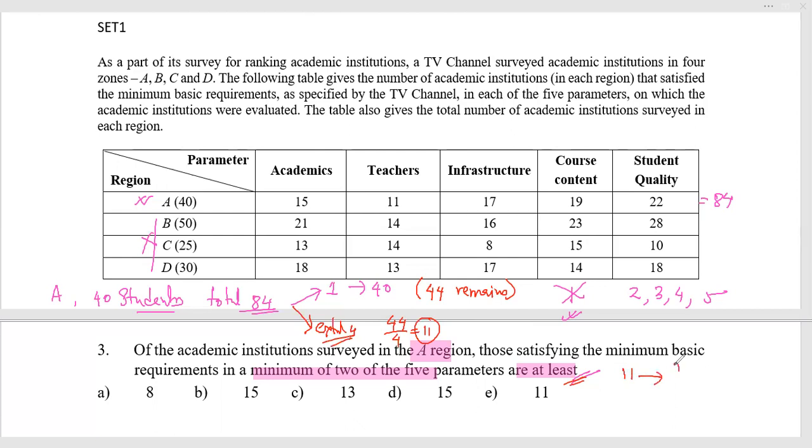So what will be the final scenario? 11 have received 5 each, and the rest, that means 29, have received 1 each. These are the criteria that we have fulfilled, and my answer would be 11 in this case.